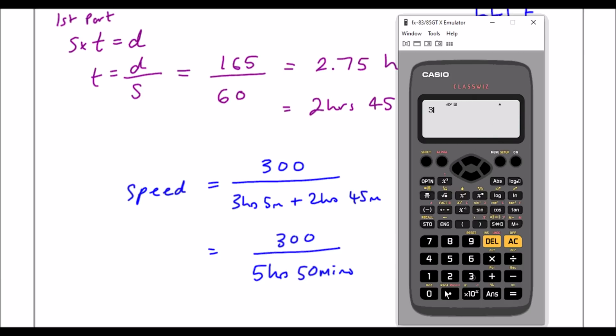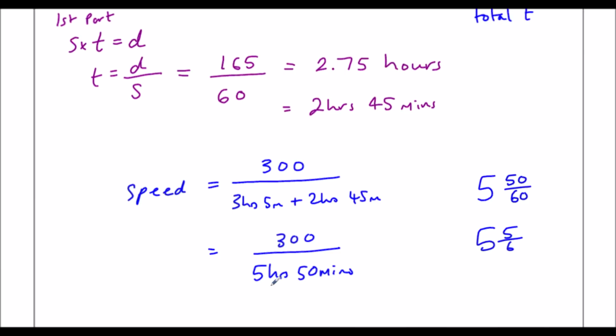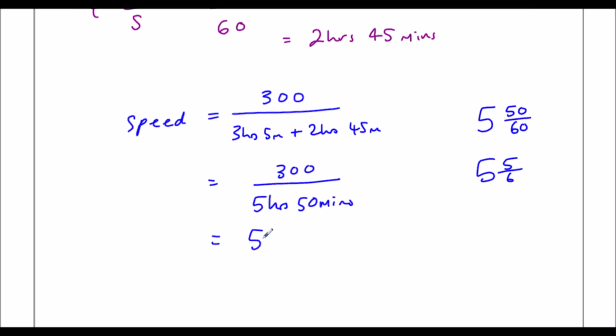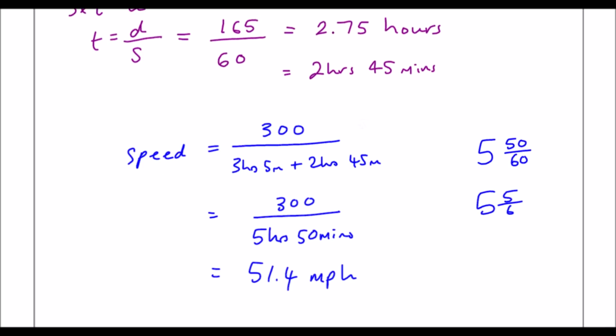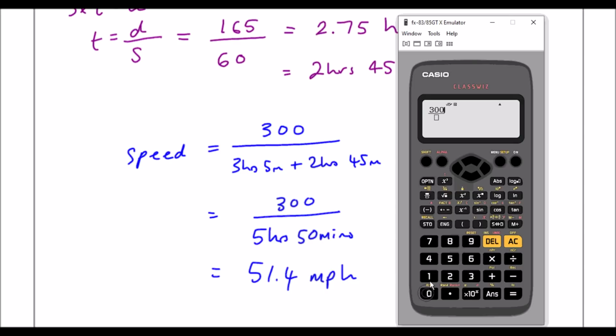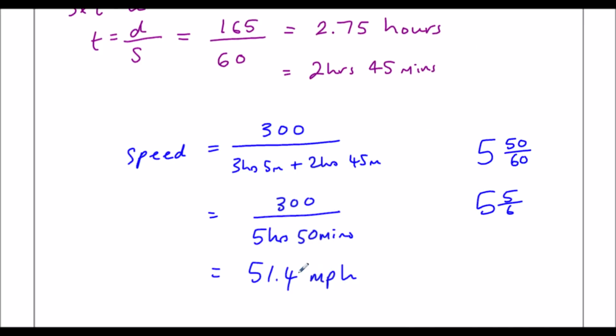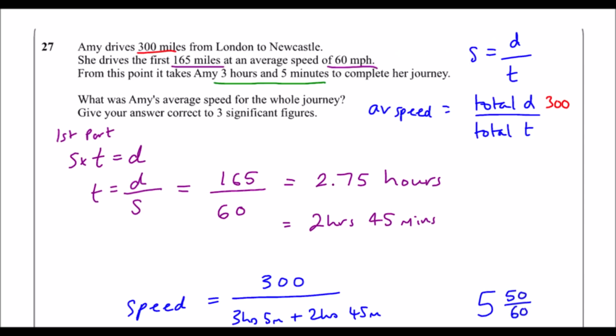So we could use that. 300 divided by, may as well use it, seeing it's in the calculator, 300 over 5.83. So 51.4. 51.4 miles per hour. The other way would be to use the time button. So 300 over 5 hours and 50 minutes, we get the same answer, 51.4. So 51.4 miles per hour.